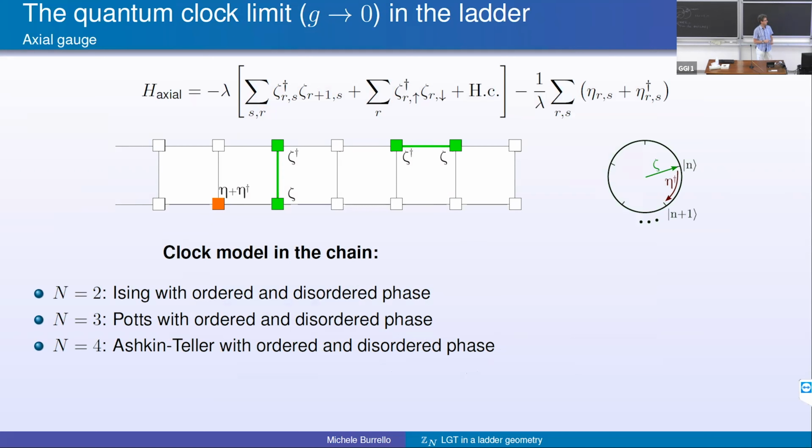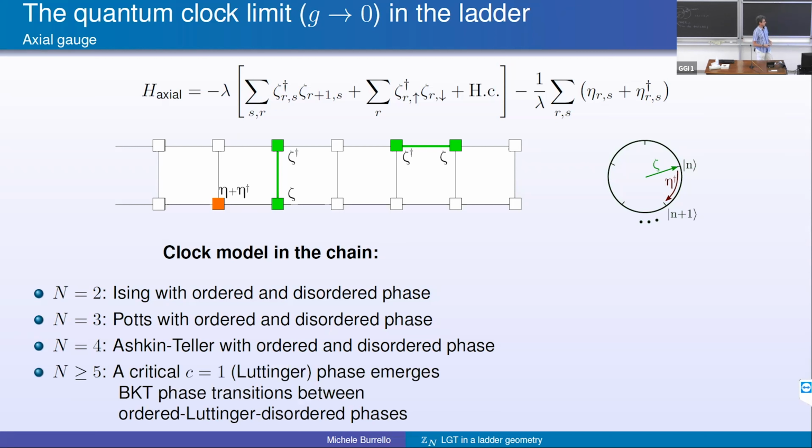Now, let me remind you that about quantum clock models on a single one-dimensional chain, we know a lot. In particular, for Z2, the model becomes the Ising model, and therefore we have two gapped phases, order and disorder, with an Ising phase transition. For n equal to 3, we are in the universality class of the Potts model. Again, we have order and disorder phases and the Potts phase transition. For n equal to 4, we have a model that is essentially equivalent to the Ashkin-Teller model. And again, we have order and disorder phases and the phase transition with central charge equal to 1 at the center.